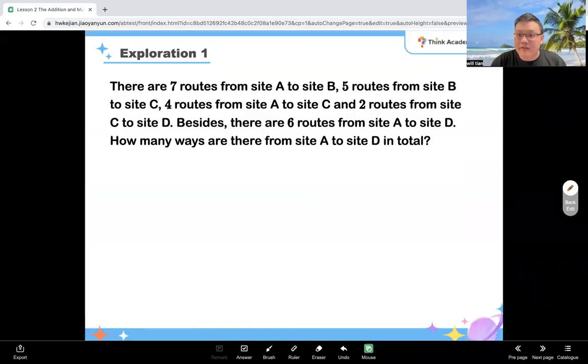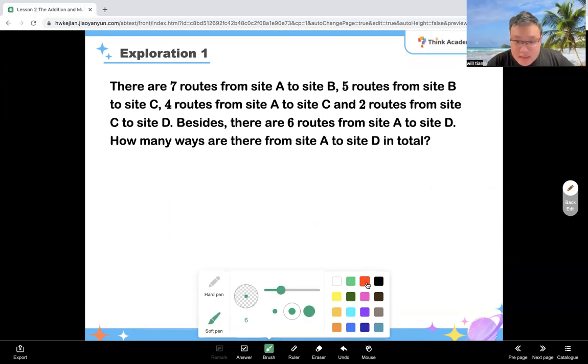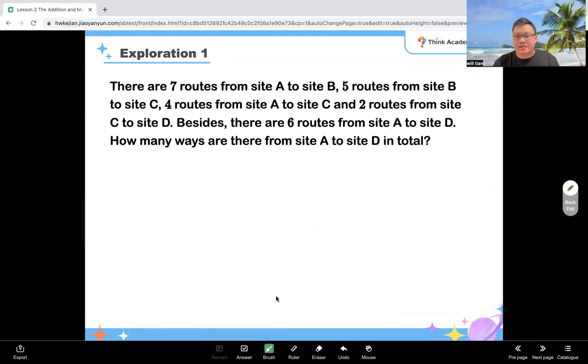So let's take a look at the first question. It says there are 7 routes from set A to set B. To solve this question, guys, I suggest you write down or draw the diagram. It will be clear for you to solve the question because you don't have the diagram for this question, okay? So get your pen prepared.